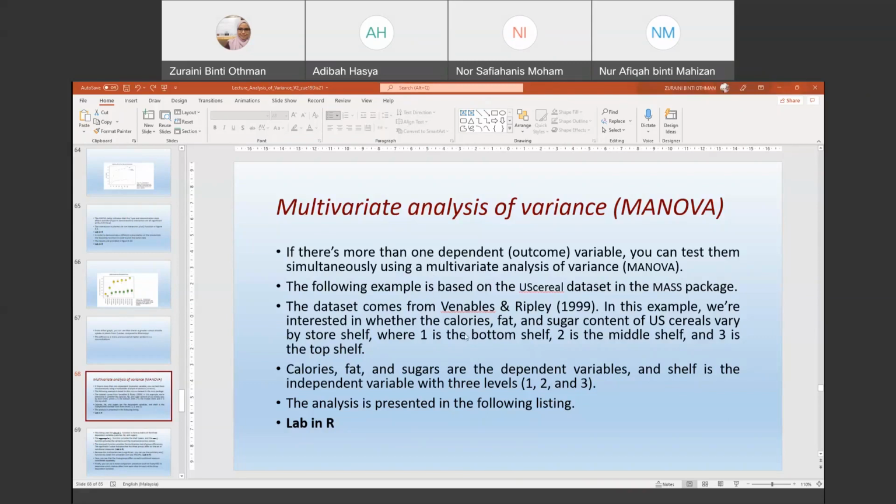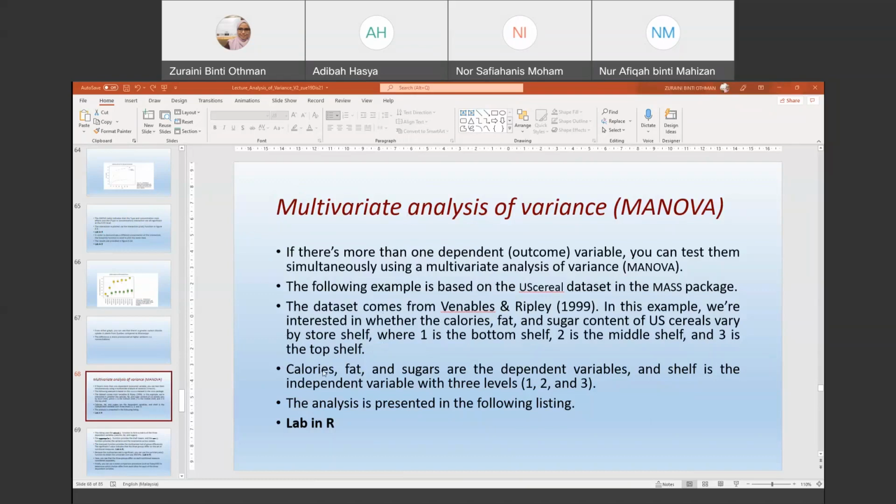Okay. By store shelf, where one is the bottom shelf, two is the middle shelf, and three is the top shelf. Okay. The different locations of the shelf. Okay, so calories, fat and sugar are the dependent variables. We have multiple dependent variables here, so we are using the multivariate analysis. So these are the dependents.